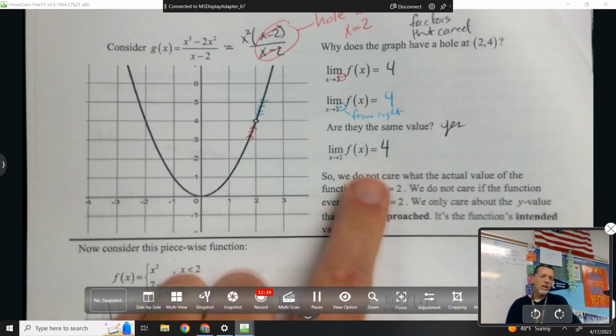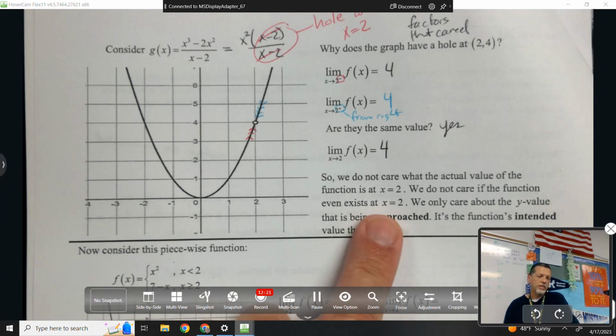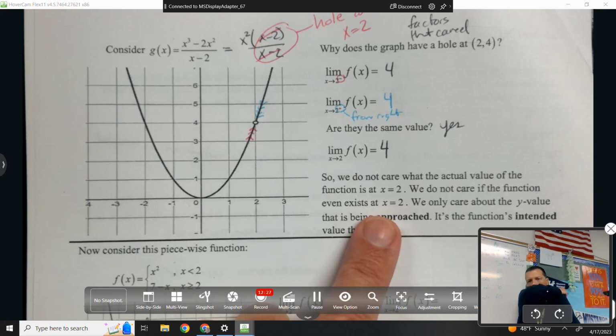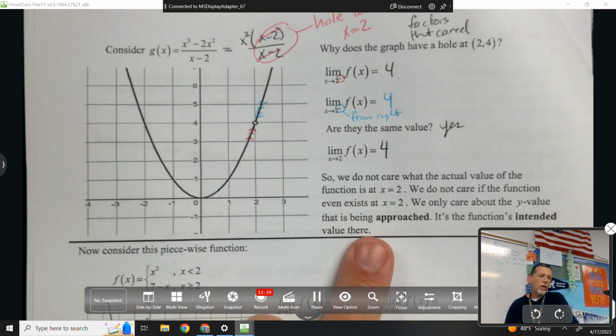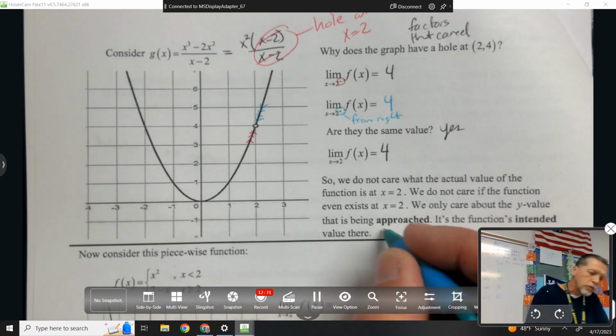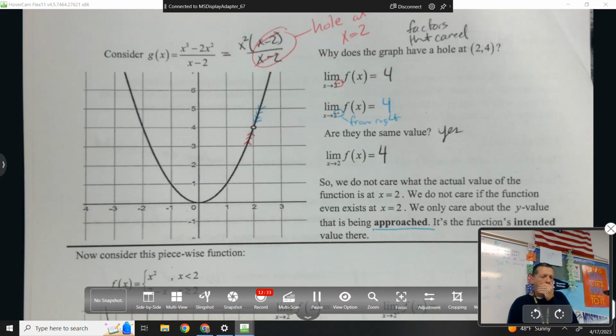Now we don't care what the actual value of the function is at x equals 2. In fact, in this case, it doesn't even exist at x equals 2. We only care that the y value is getting close to, is being approached. It's the intended value.